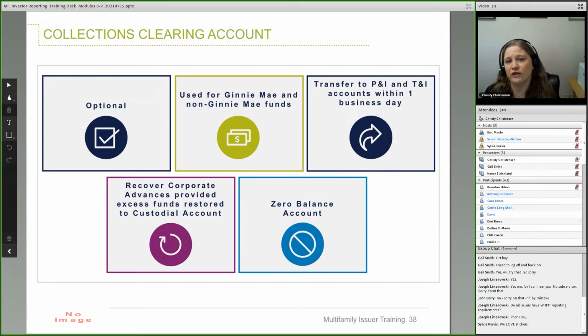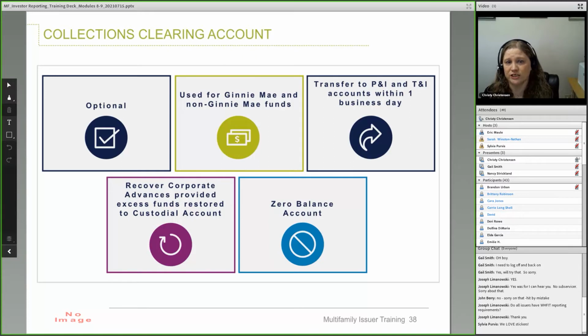Your collection clearing account or payment clearing is an optional account. This account can be used for Ginnie Mae and non-Ginnie Mae funds. This account needs to transfer to the Ginnie Mae P&I and T&I accounts within 1 business day. You may recover corporate advances provided excess funds are restored to custodial account from this account. Also, this should be a zero balance account, which means you should be able to show detail of every cent that is outstanding in this bank account each day.